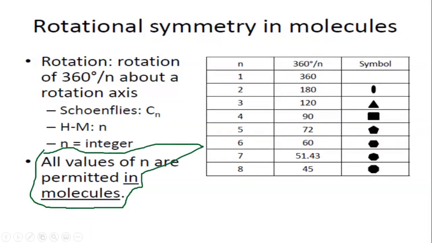So remember, for molecules, any of these rotations are permitted. And they have different symbols that you may see in the molecule, or for example in the unit cell, that describe the different types of rotational symmetry.